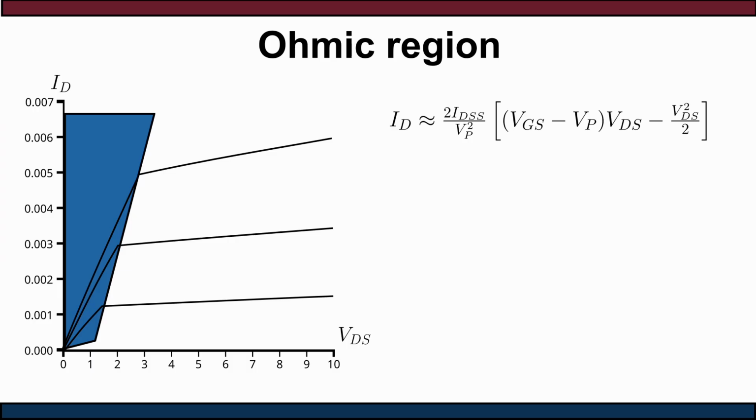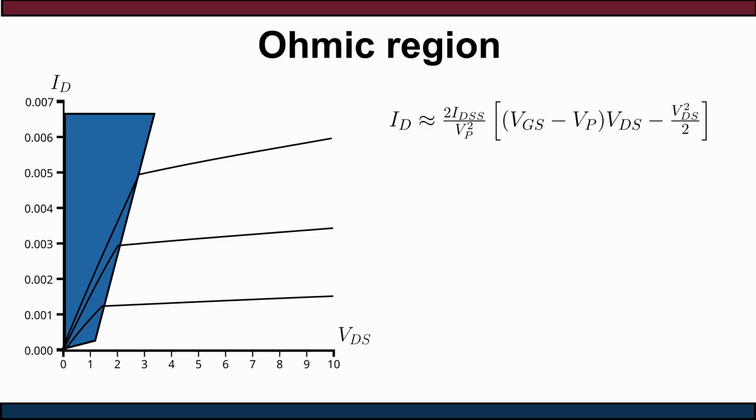On the screen we can see the ohmic region highlighted in blue on IV curves. The steeper the slope of the curve, the lower the channel resistance. As VGS becomes more negative, the slope decreases, meaning the channel resistance increases. This visualizes directly how the gate voltage changes the effective resistance of the JFET channel.